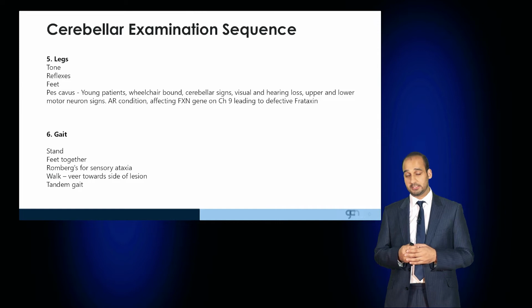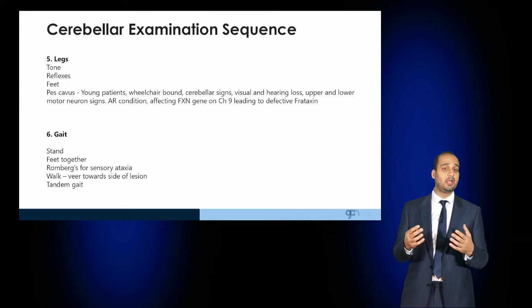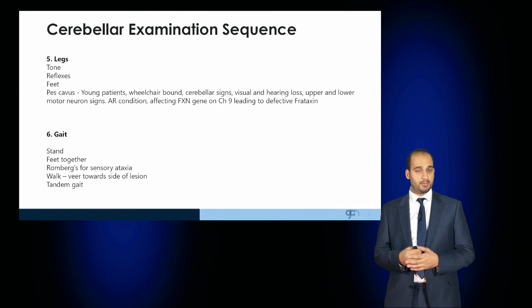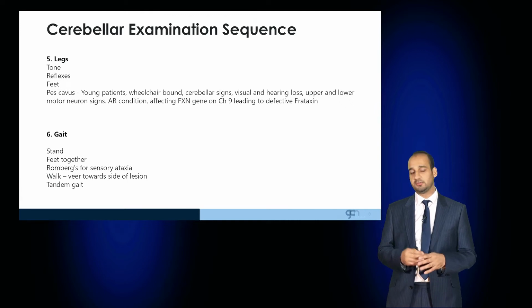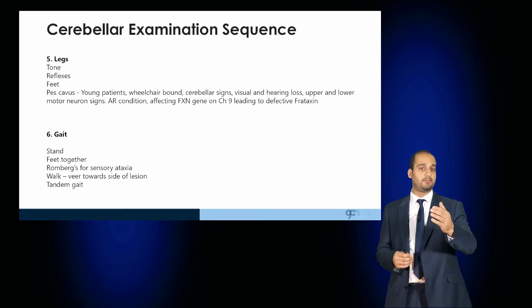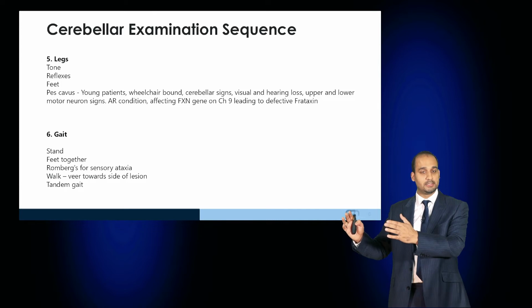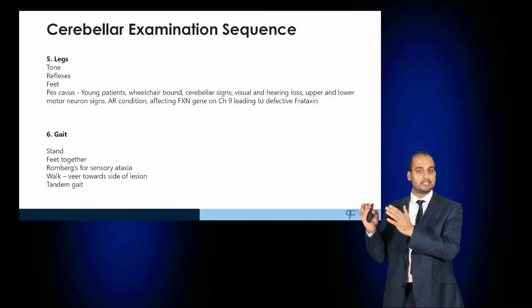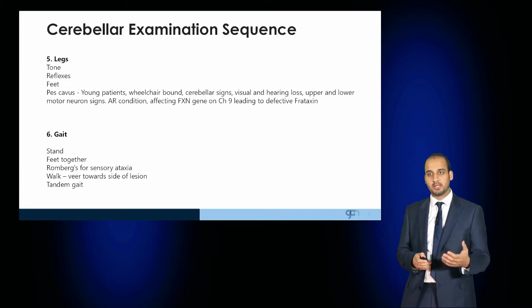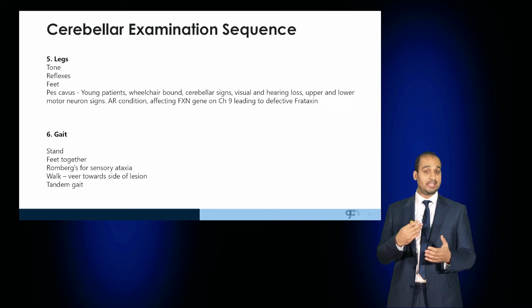Also examine the patient's gait. Observe them standing with their feet together, perform Romberg's test to distinguish cerebellar disease from sensory ataxia, and observe them walk. If they veer towards one side, then that would suggest the side of the lesion. Also observe tandem gait. That's a heel-to-toe gait.